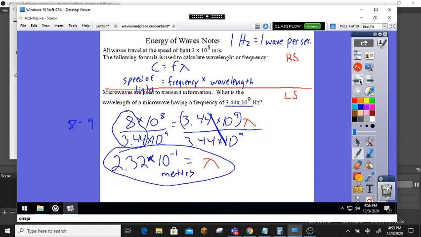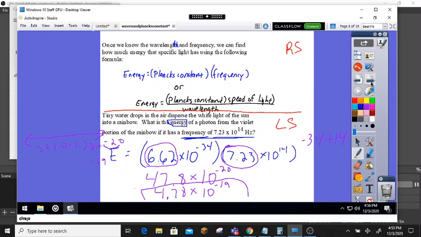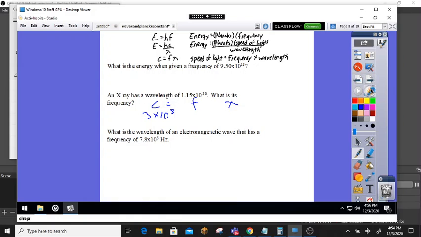And we wrote that down here. Speed of light is 3 times 10 to the 8. C is speed of light, so that goes there. They're giving us the wavelength, right here, so that goes here: 1.15 times 10 to the negative 10. And we're solving for F. So how do we solve for F? By dividing. Moving that whole thing over.